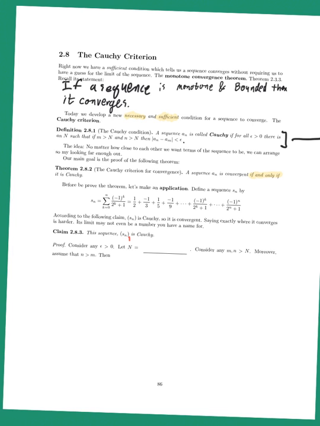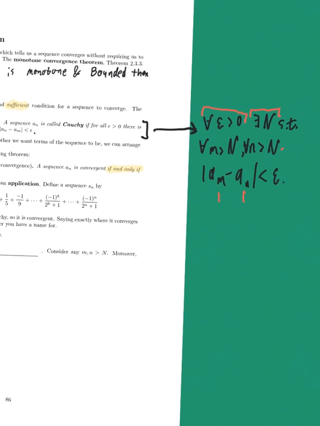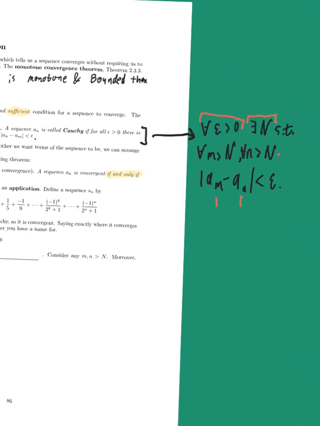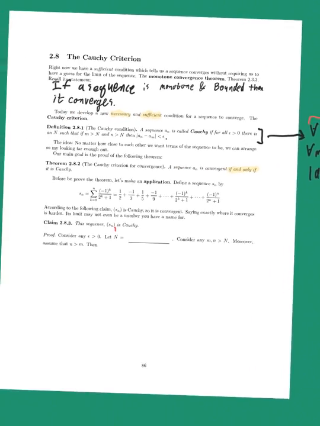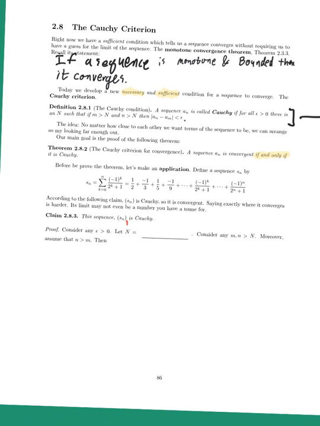So, to show a sequence is Cauchy, I need to prove that for every epsilon there exists a big N such that for little m and little n bigger than big N, the absolute value of a sub m minus a sub n is less than epsilon. So this will look a lot like an epsilon-N proof of convergence. We'll consider any epsilon bigger than 0. We'll let big N be something that we get to prove. We'll assume that little m and little n are bigger than big N, and we'll try to show that the absolute value of s sub n minus s sub m is less than epsilon.